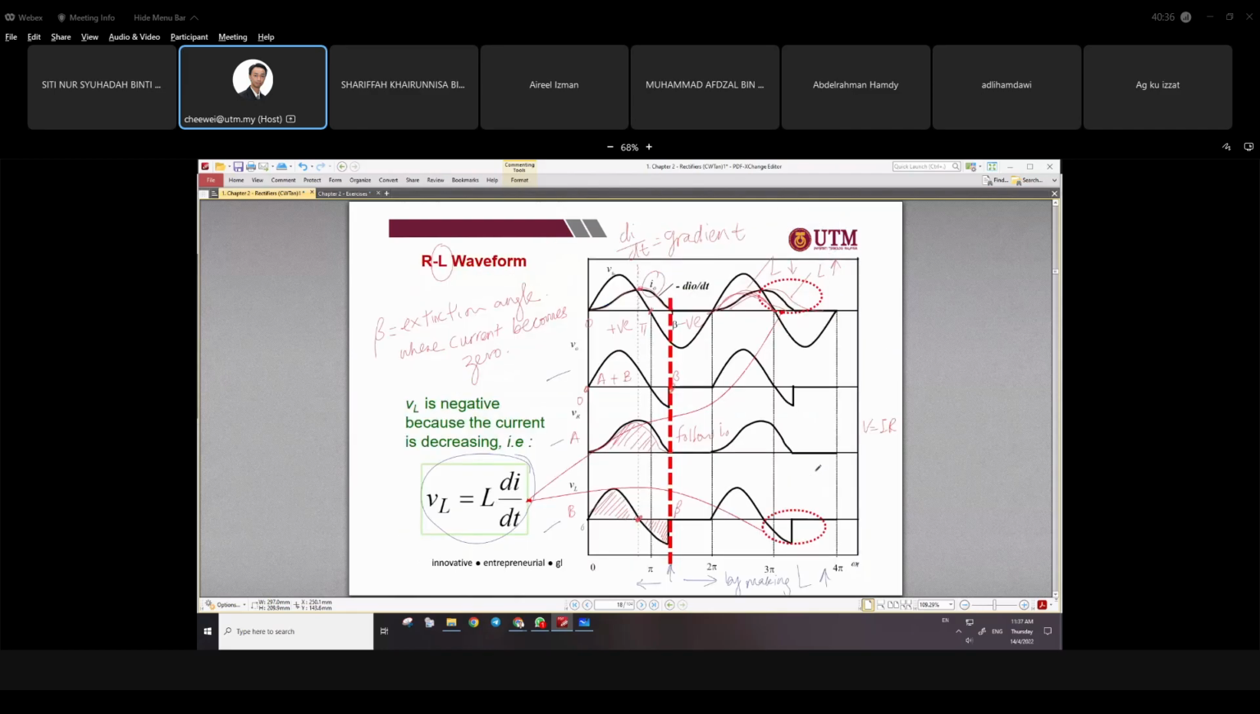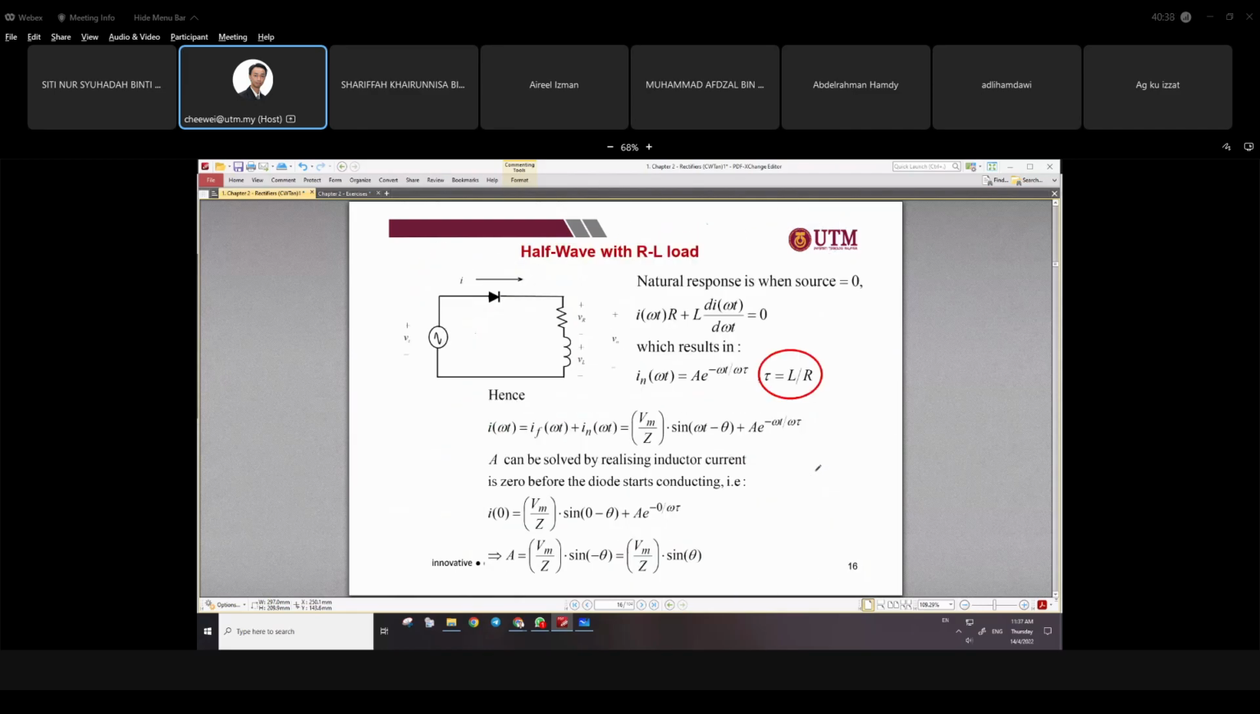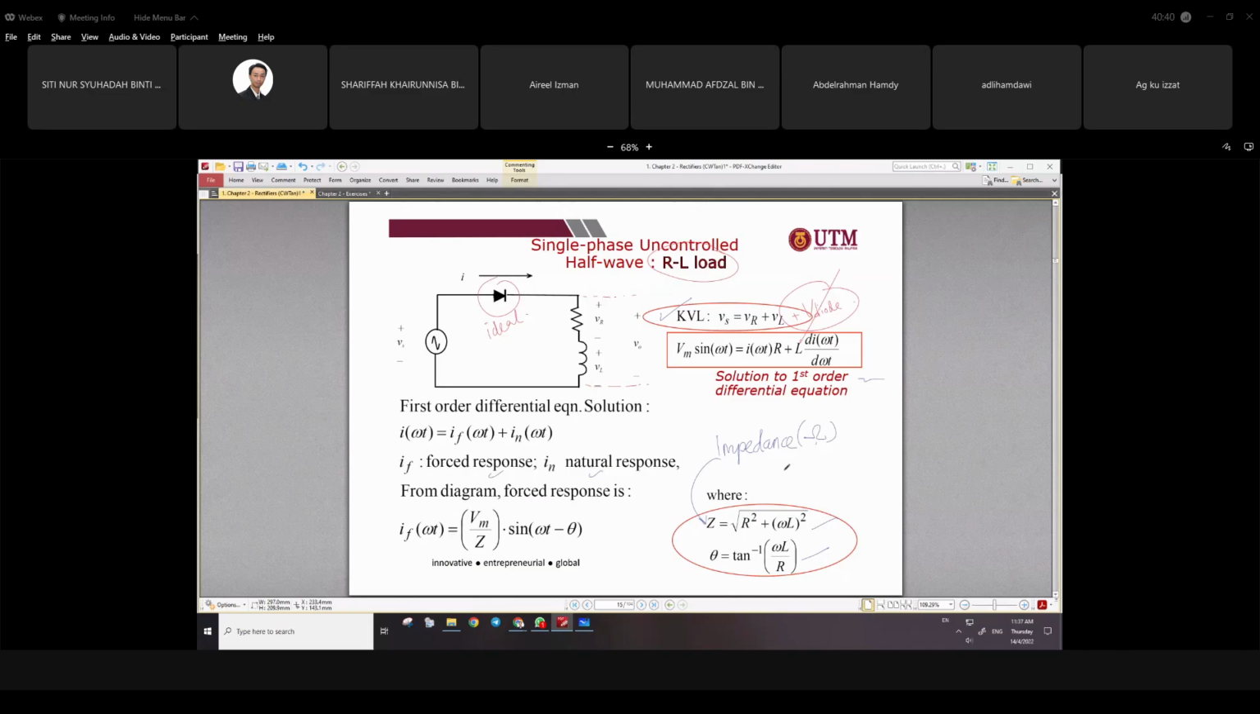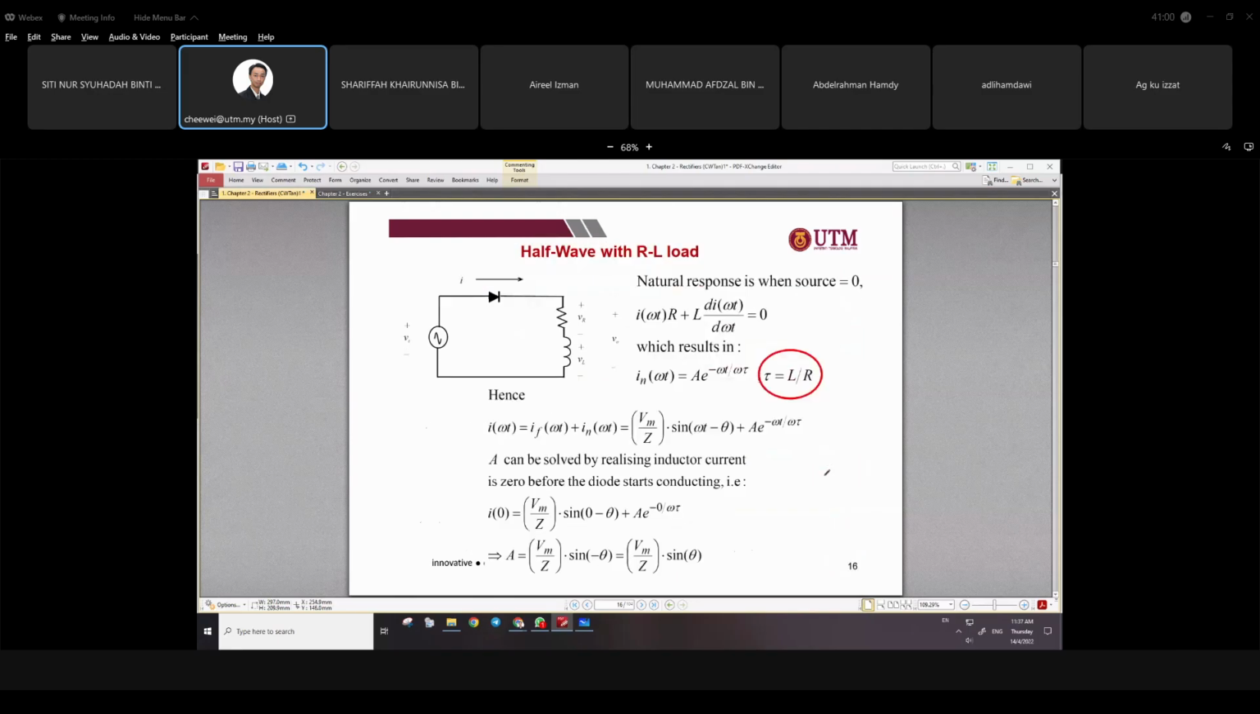Then what else? Z, where is Z? Here it is. Z equals the square root of R squared plus omega L squared. What is omega? 2 pi F. And theta equals tangent inverse omega L over R. So L is in unit Henry and R in unit ohm. The thing that you need to take note of is radian. Make sure it is in radian.